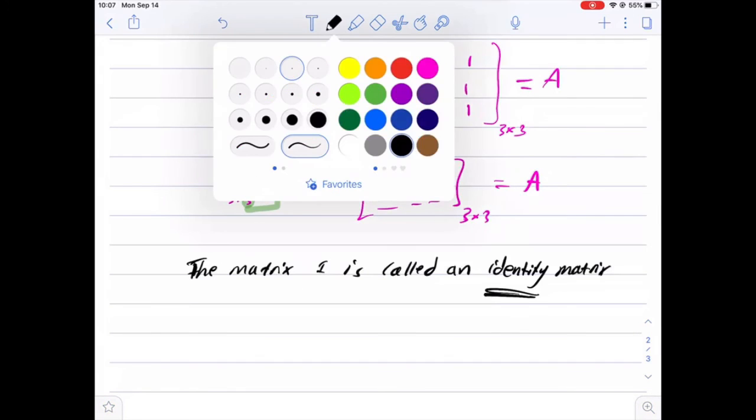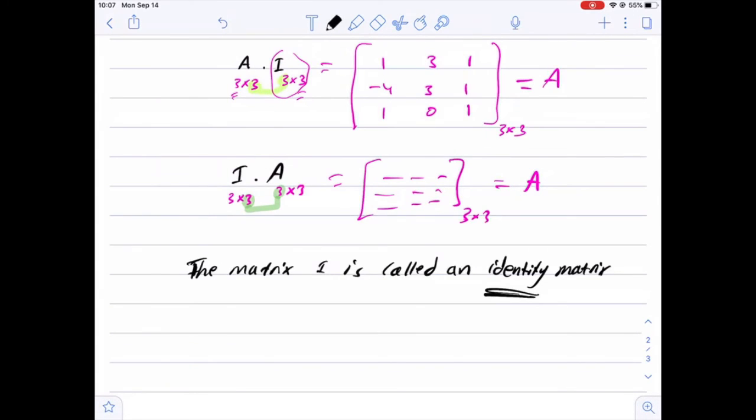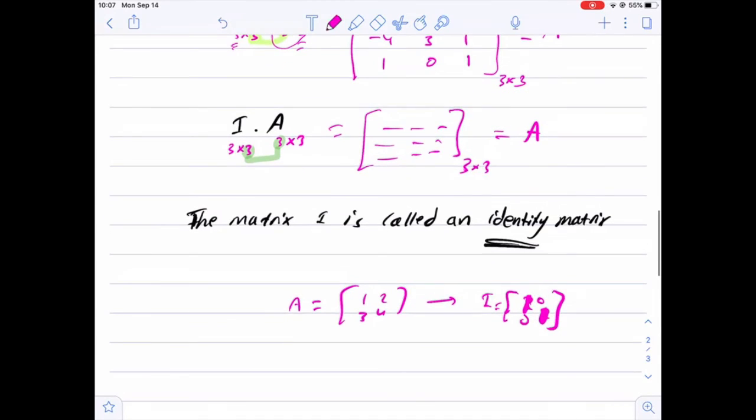Now the identity matrix depends on the order of the given matrix. For example, if the matrix is 2 by 2, 1, 2, 3, 4, the identity will be 2 by 2 as well, with 1's on the main diagonal and 0's everywhere else. If the matrix is 4 by 4, then we have the identity matrix that consists of 4 rows, 4 columns, but everything is 0 except the main diagonal where we have 1's. That's the identity matrix.